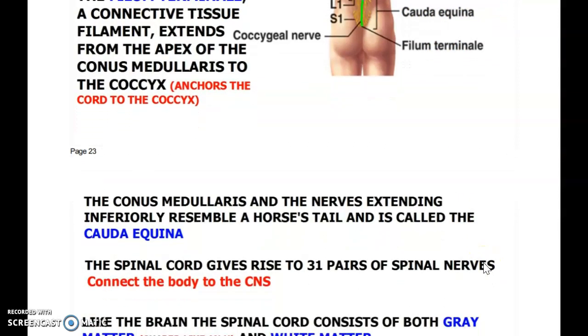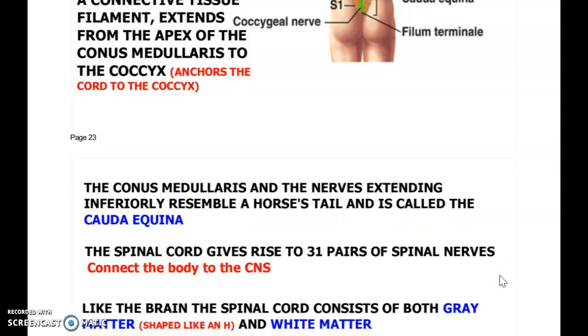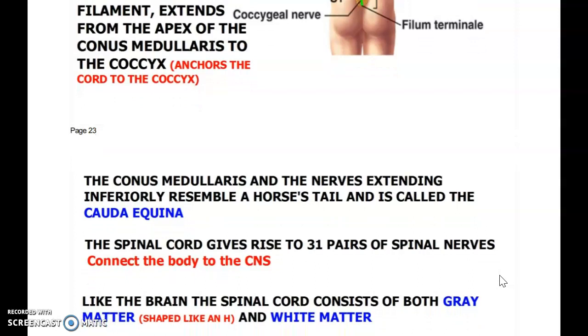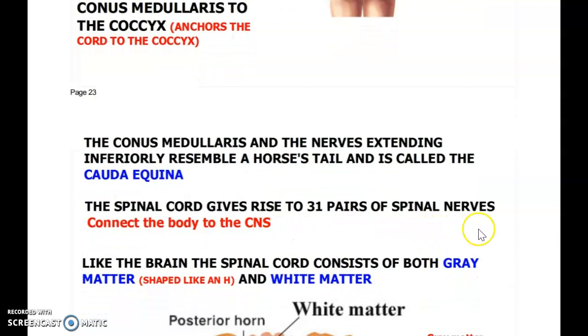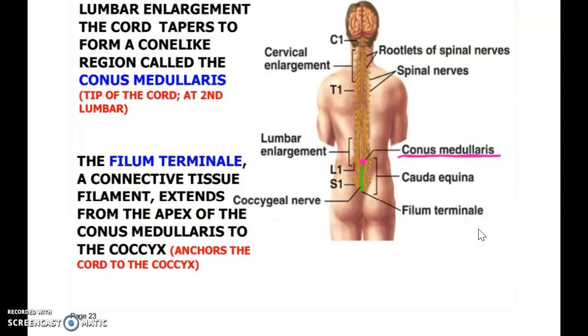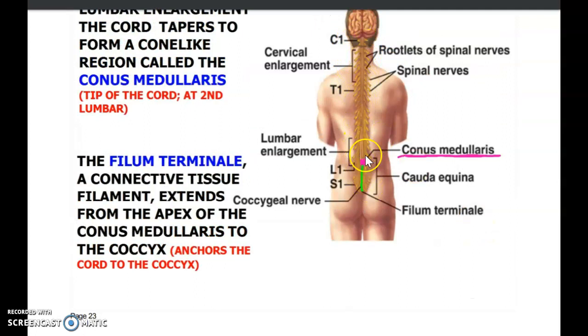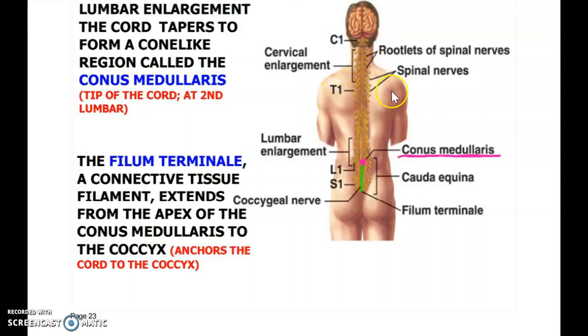The spinal cord gives rise to 31 pairs of spinal nerves, connecting the body to the central nervous system. Anybody want to take a guess where they come from? I'm jumping ahead a little bit, but think about the spinal cord running down through the central canal, and then, if you recall, all the foramina on the sides, those intervertebral foramina. That's how those different neurons, the afferent and efferent neurons, will leave.